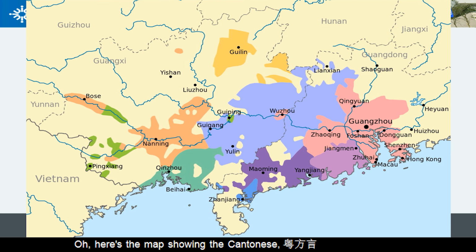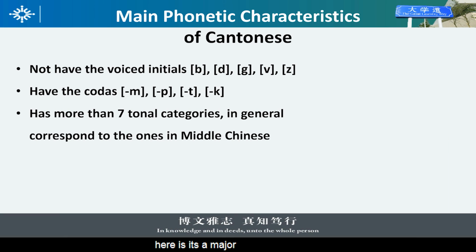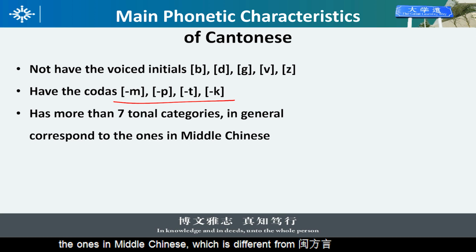Oh, here's the map showing the Cantonese, 粤方言. Okay, here are its major phonetic features, such as it does not have the voiced initials, which is different from Wu 方言. And it has the coda, and 不的个, similar to Min 方言. And it has more than 7 tonal categories, in general corresponding to ones of Middle Chinese, which is different from Min 方言.